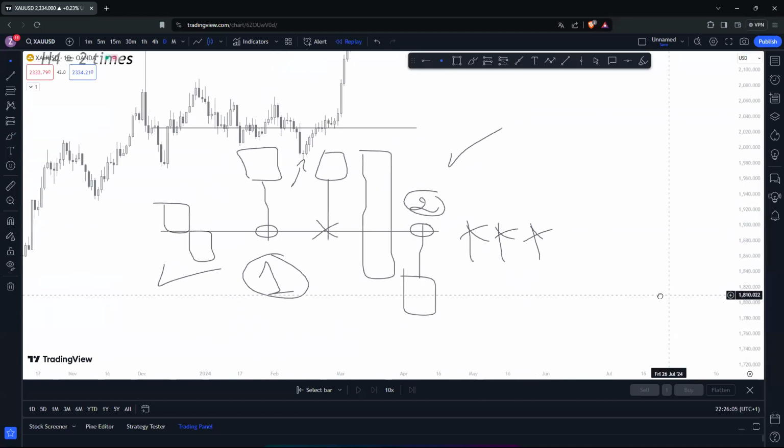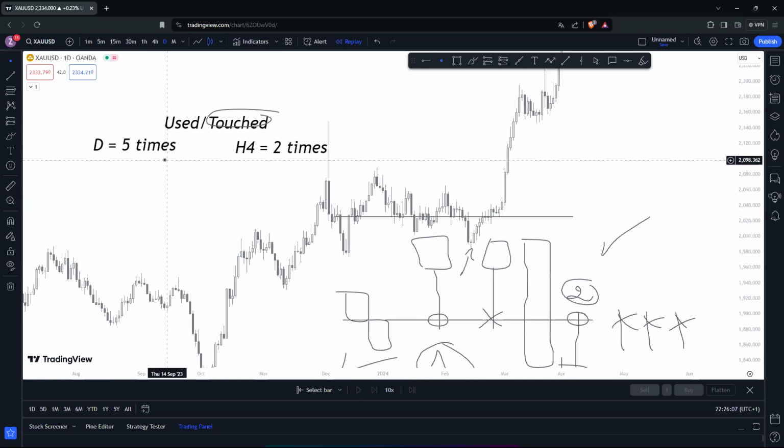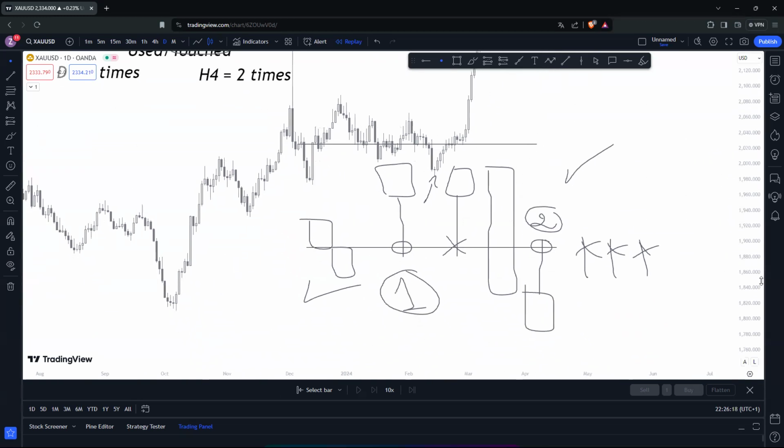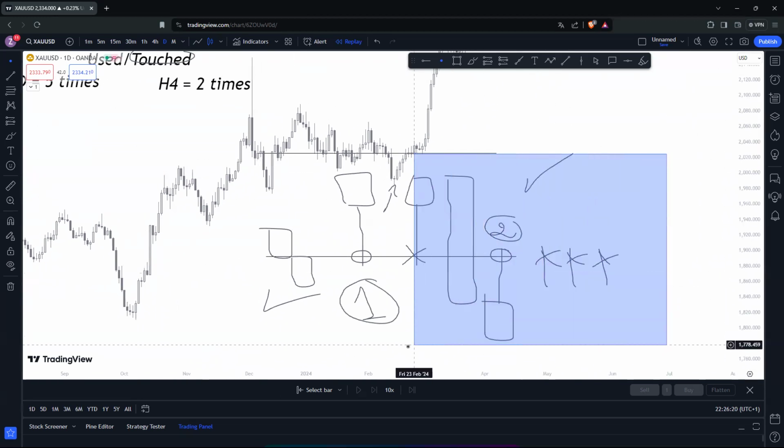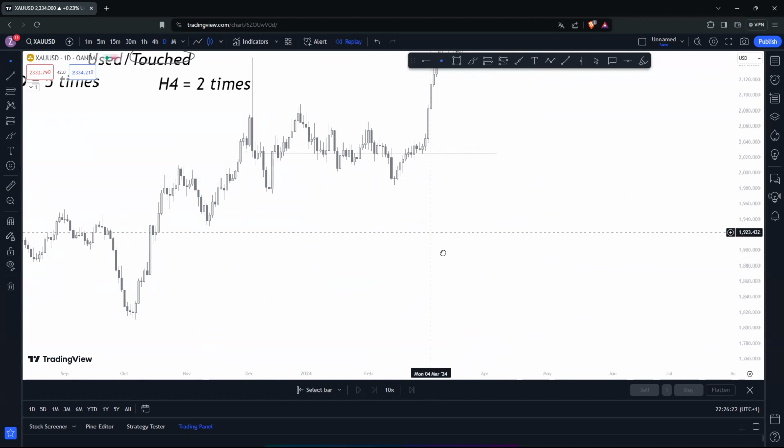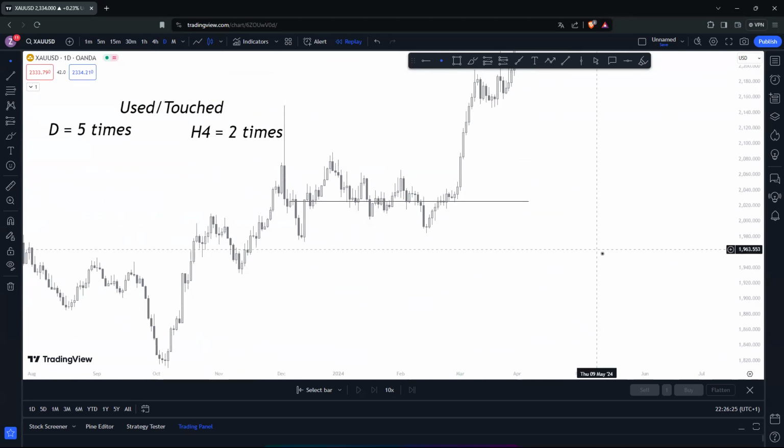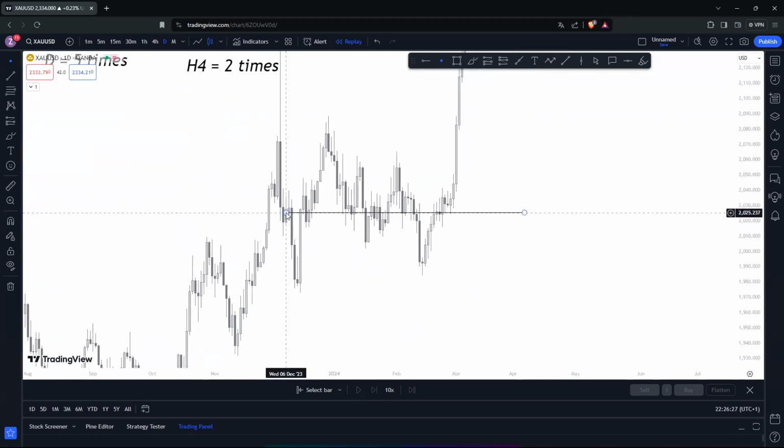It does not count. So on the daily time frame, if the key level is used more than 5 times, just remove that daily level. If the H4 is used more than 2 times, also delete that. H1 also. So H1 works with H4 and 30 as well. So yeah, let's take a look at this key level.